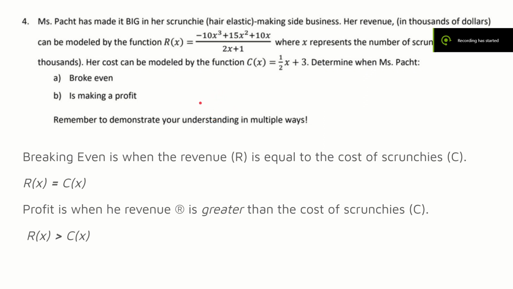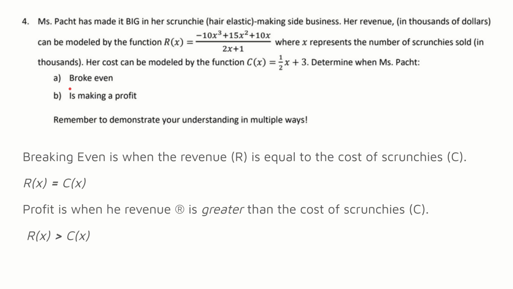Question 4. Miss Pact has a scrunchy side making business. Her revenue in thousands of dollars can be modeled by the function R at x equals this, where x represents the number of scrunchies sold in thousands. Her cost can be modeled by the function C at x equals 1 over x plus 3. So now we have to determine when Miss Pact breaks even and when she makes a profit.